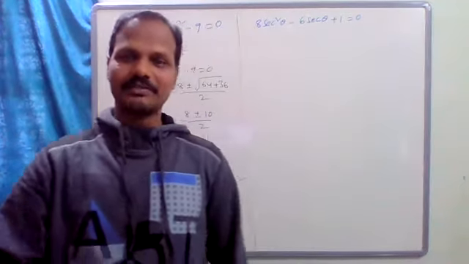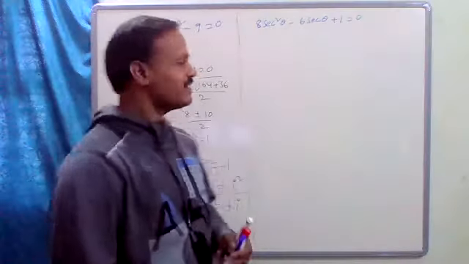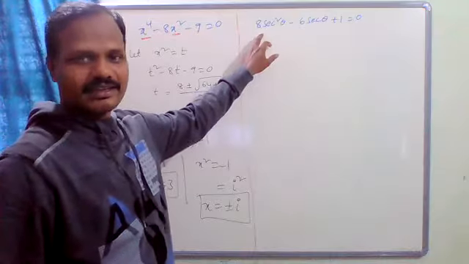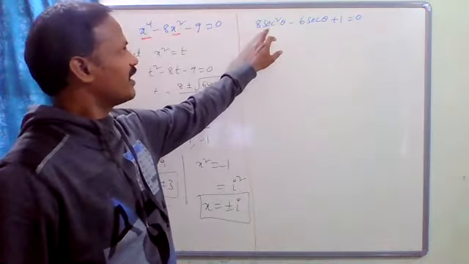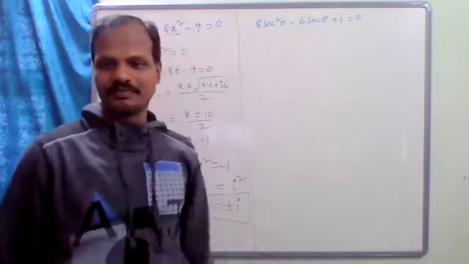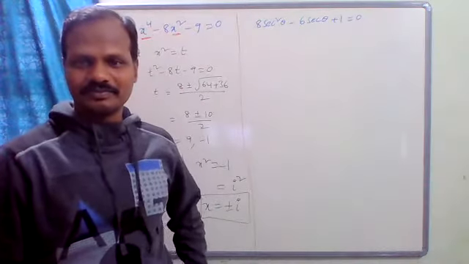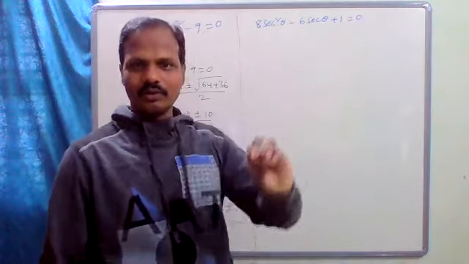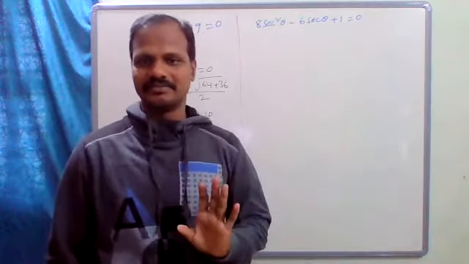Okay, so let us start the next problem. Find the number of roots of 8 secant square theta minus 6 secant theta plus 1 equal to 0. So this is the problem. Is it clear? So how will we proceed?